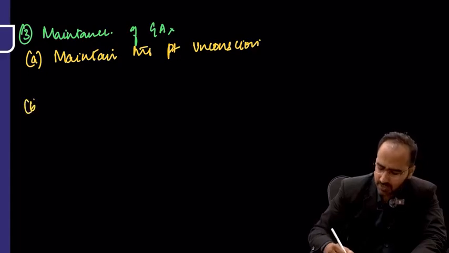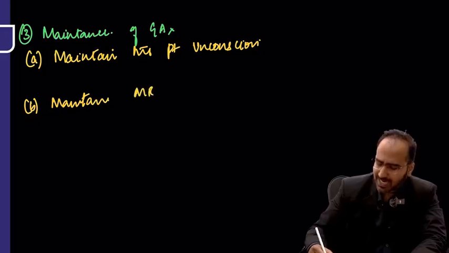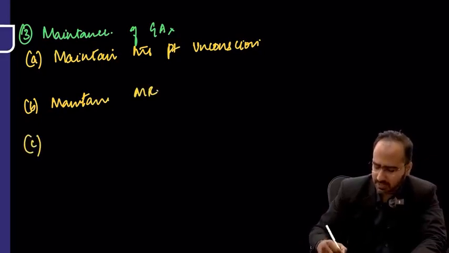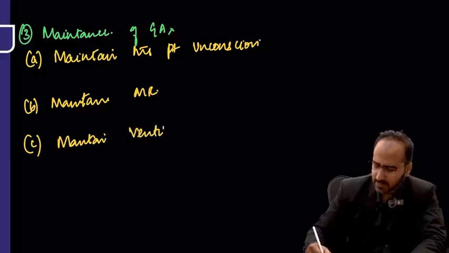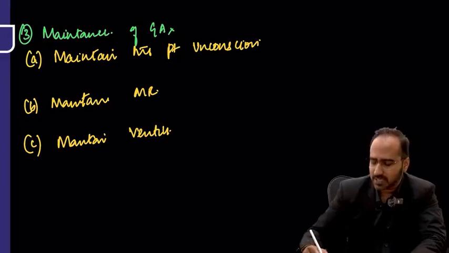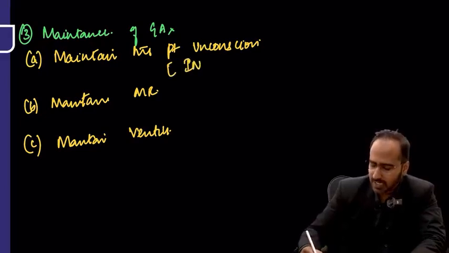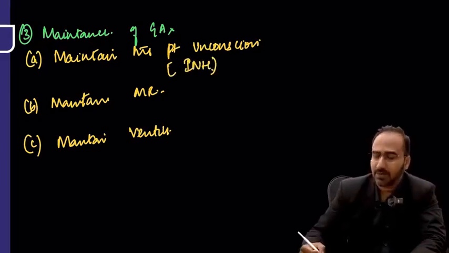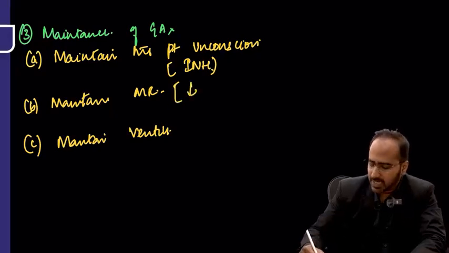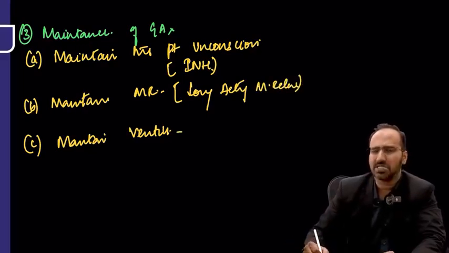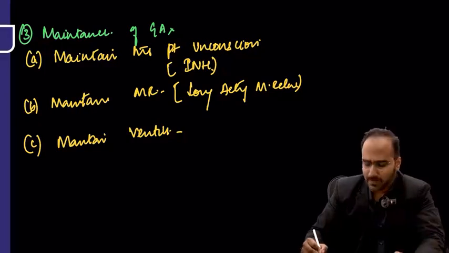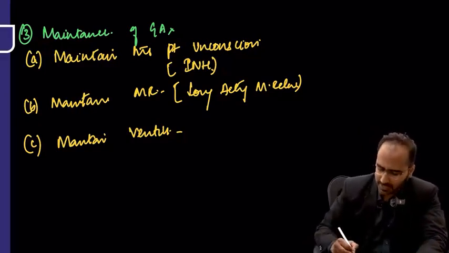Second aim is what? Maintain muscle relaxation. And third aim is what? Maintain ventilation. How will you maintain the patient unconscious? By using inhalational agent. How will you maintain muscle relaxation? By using long-acting muscle relaxant. And how will you maintain the ventilation? Just connect the ventilator and ventilation will be maintained. That is in the maintenance phase.